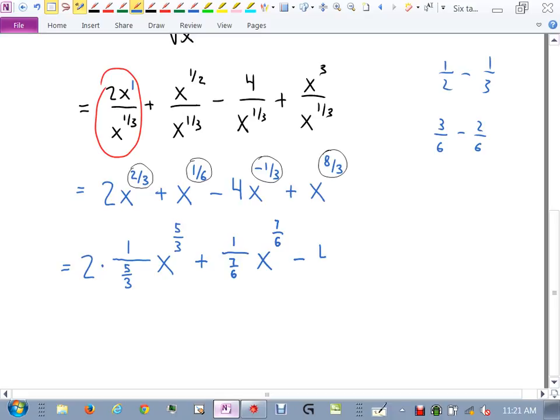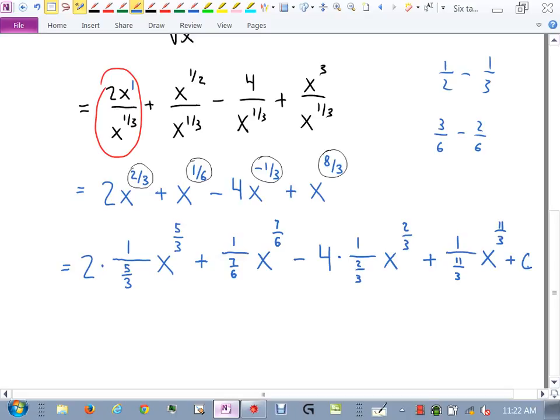Then minus 4. Now I'm going to take the negative 1/3 and add 1 to it. So what's -1/3 plus 1? 2/3, positive, right? So I'll have times 1 over 2/3, x to the 2/3. And then finally, 1 over, I need to add 1 to 8/3. So 11/3, x to the 11/3. Then plus a constant. And we're going to clean all this up.